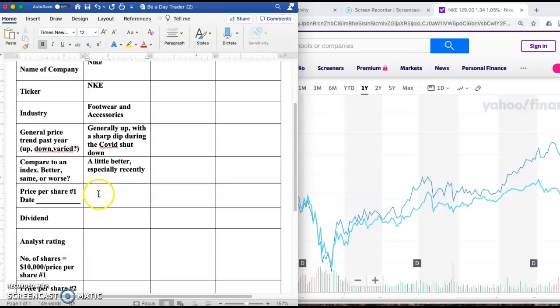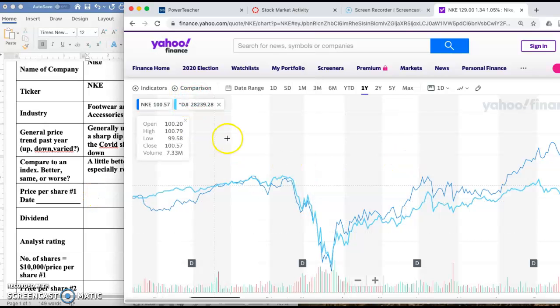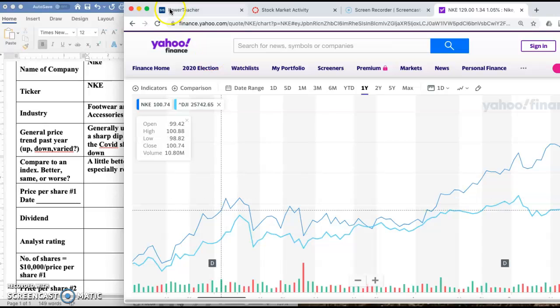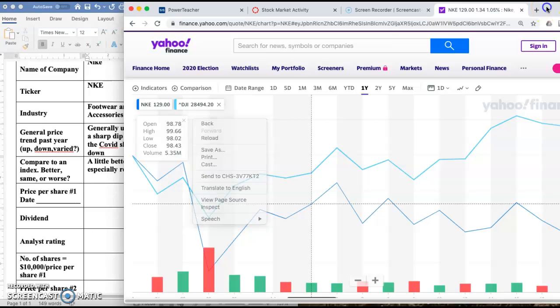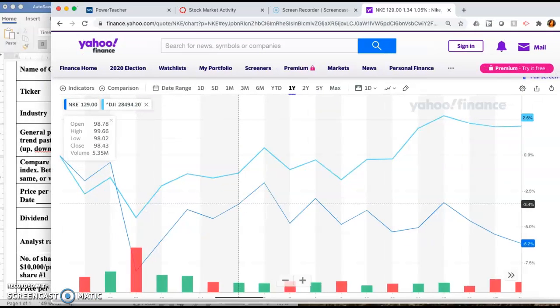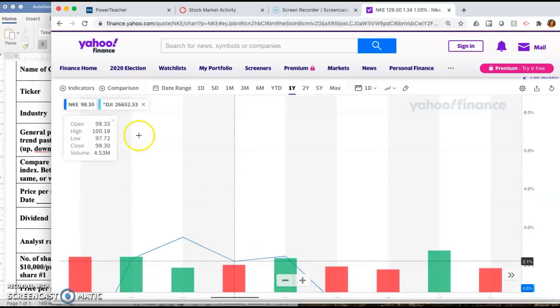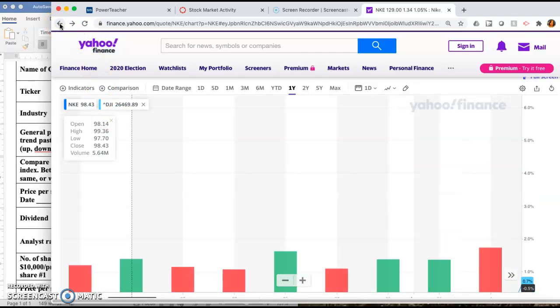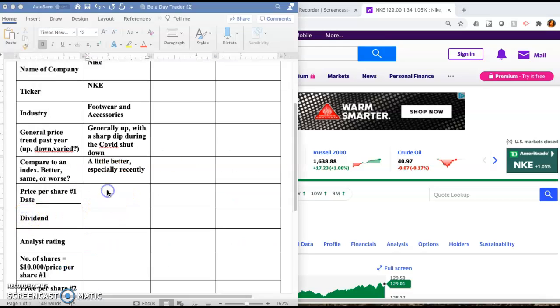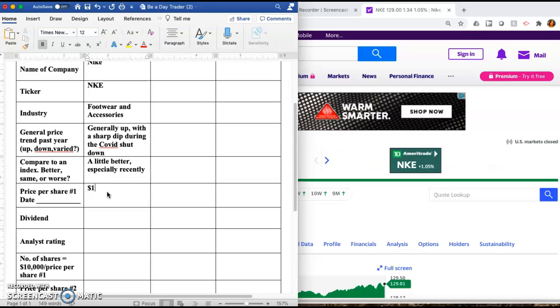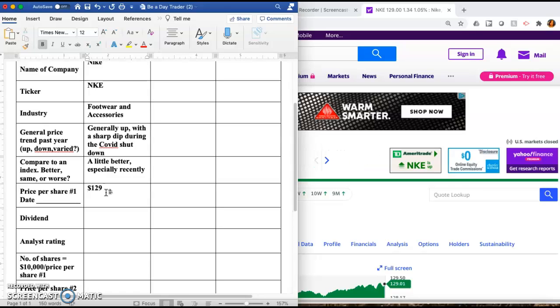Okay, price per share. Again, now I'm going to go back. Oh boy, that's not what I wanted. Hold on. Let's go back. I want to get out of this chart. There we go. And there was my price per share. It was $129. So I'm going to type $129. All right, so now I've done my research.